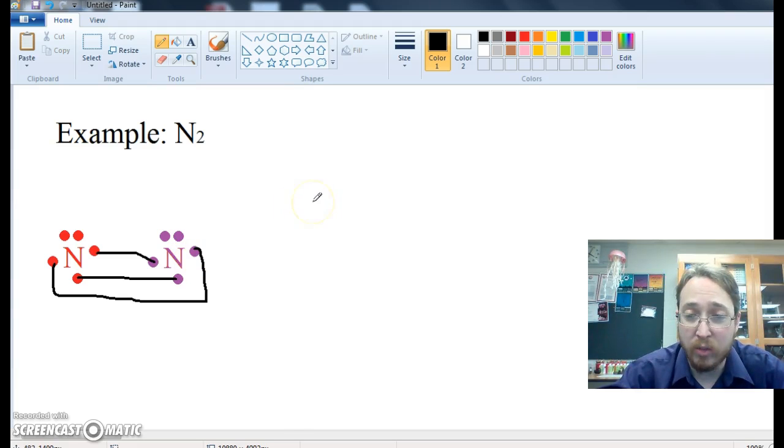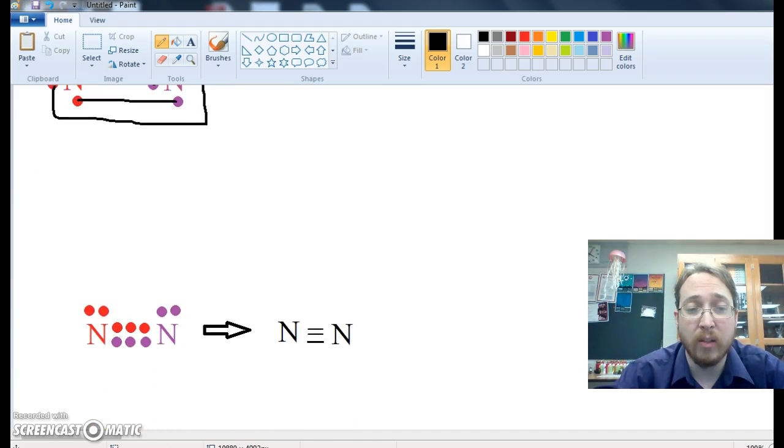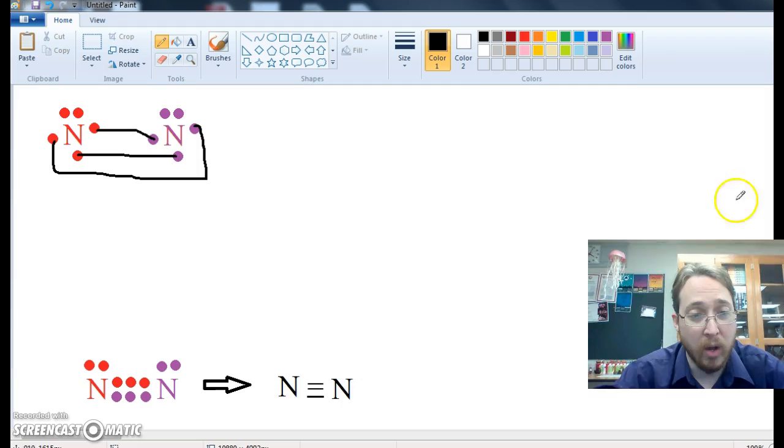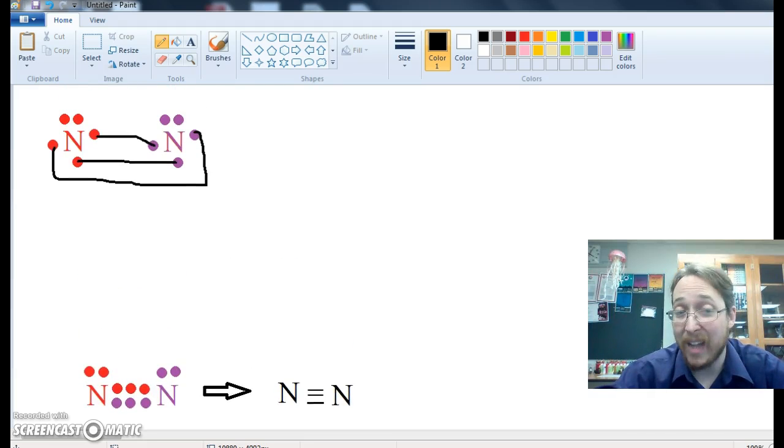So how many connections do we have between them? We have 3 connections between them. So what does that look like? That looks like this. We have 2 unpaired electrons from each of them. 2 here, 2 here, 2 here, 2 here. But then we have 3 pairs of shared electrons, and that's these 3. 1 from each atom is shared, and we show a line for each shared pair, and that gives us a triple bond. So that's that.